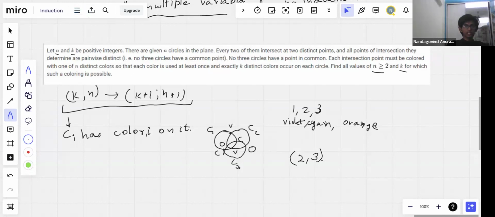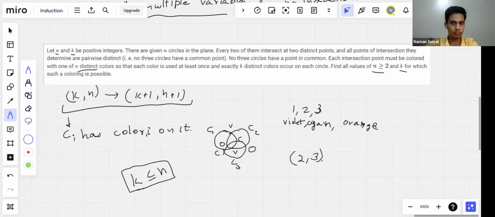Okay, so can one of you at least tell me what you think would be the highest value that k can take? It should be n. Okay, sure. So k is obviously less than or equal to n, because there are only n distinct colors. Can k equal to n always be attained? Yes. Okay, so do you have a construction?